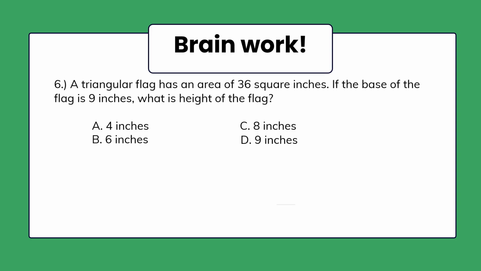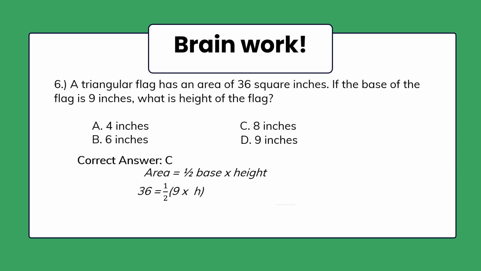Alright, the correct answer is letter C, 8 inches. How do we get 8 inches? Okay, let's recall the area of a triangle. Area is equal to base times height divided by 2. And let's substitute the known values. So the area is equal to 36 square inches.